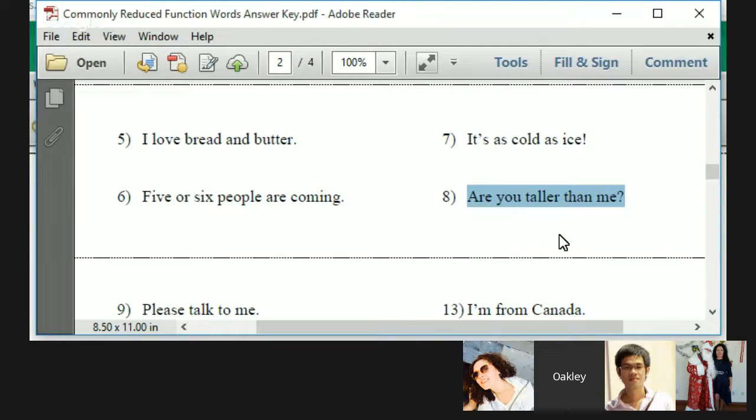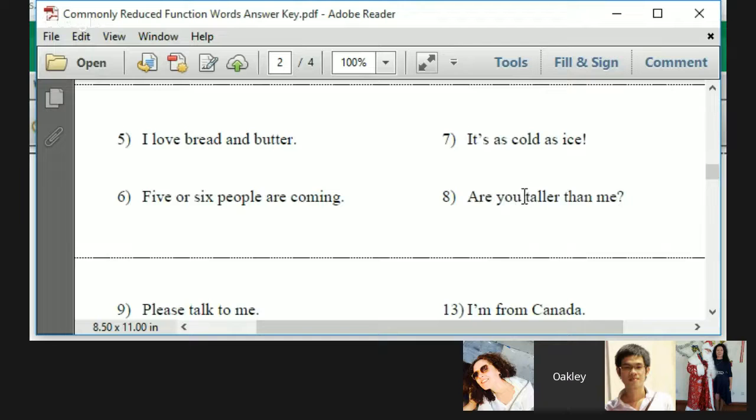Are you taller than me? Than me. Are you taller than me? Are you taller than me? Okay. Yes. Are you taller than me?